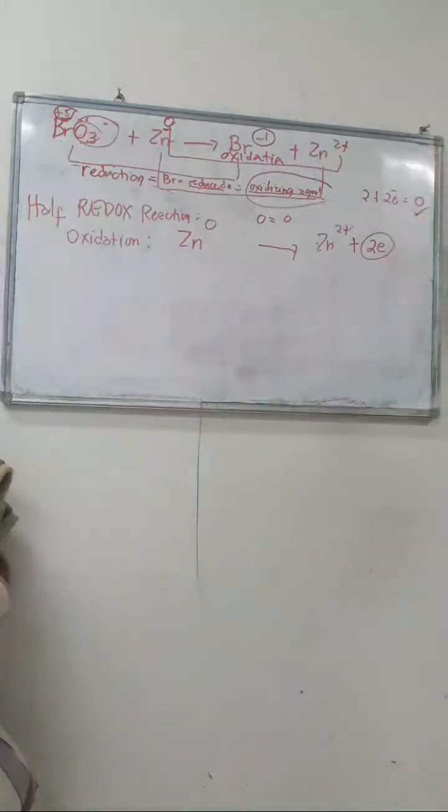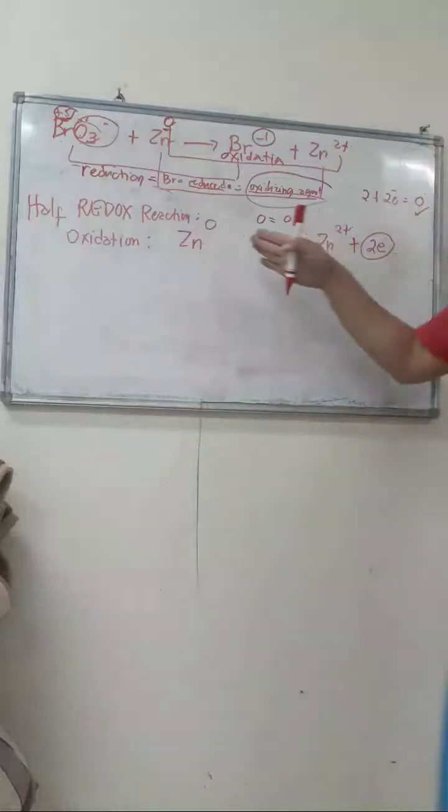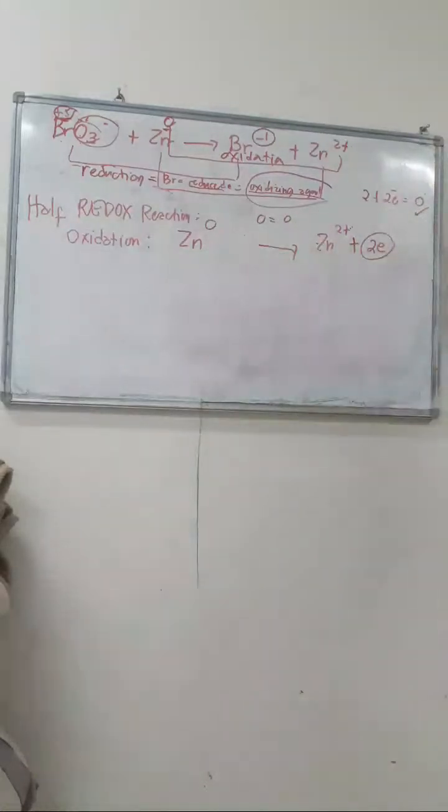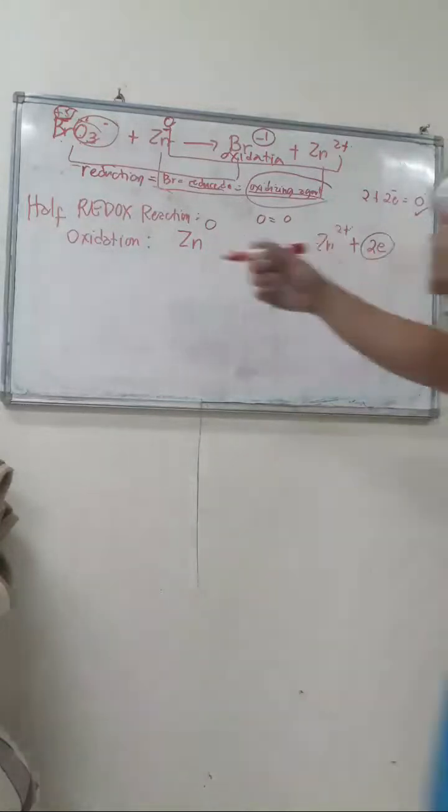Now, if there is oxygen in your oxidation, you will add water and H+, but there is nothing here, right? You don't have to be bothered about that. Okay, we go to reduction.